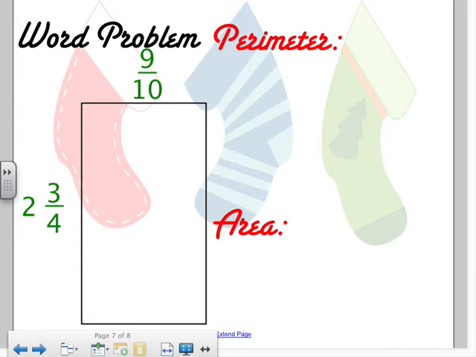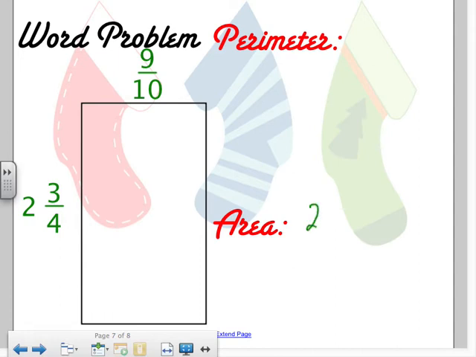All right, word problem. So we're looking for the perimeter and the area of this rectangle. If you think you can do it, go ahead and pause it and you can check your work. If you need some guidance, go through it with me. So let's start with the area. The area is the easier one. So area is multiplying the base times the height, the two numbers together.